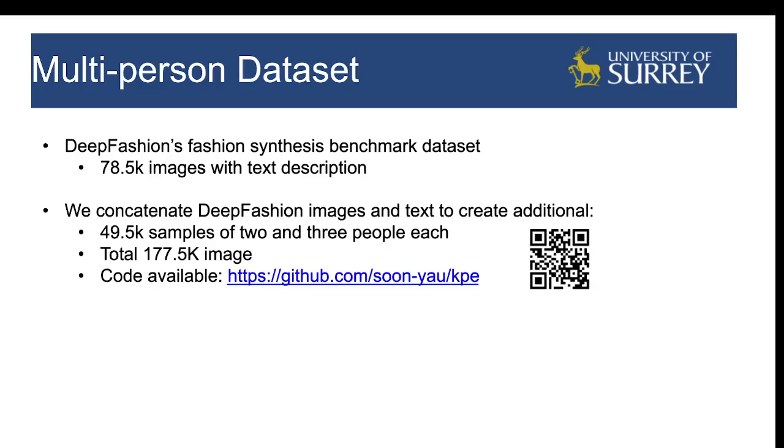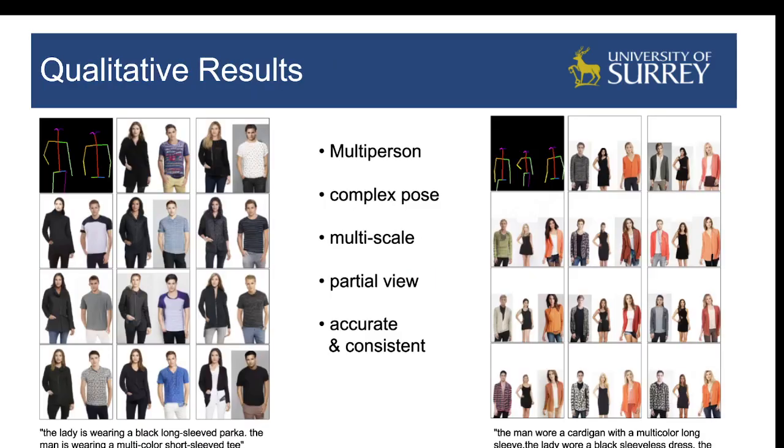In order to test whether our keypoint method works for multiple people, we create a multi-person dataset from DeepFashion. By default, DeepFashion only has a single person in each image. We combine them to create a dataset that contains 1, 2, and 3 people with corresponding text descriptions.